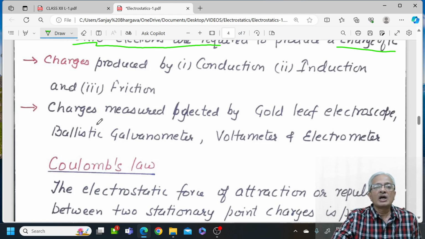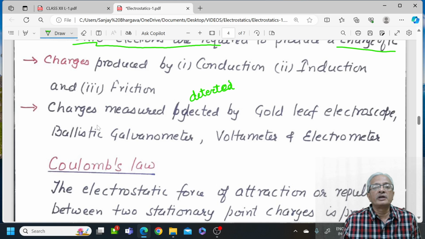How can charge be measured or detected? Charge can always be measured or detected by an instrument called a gold leaf electroscope, a ballistic galvanometer, a voltmeter or an electrometer.